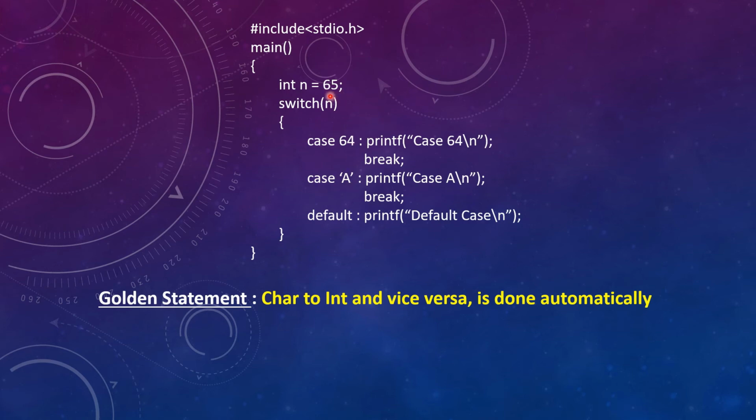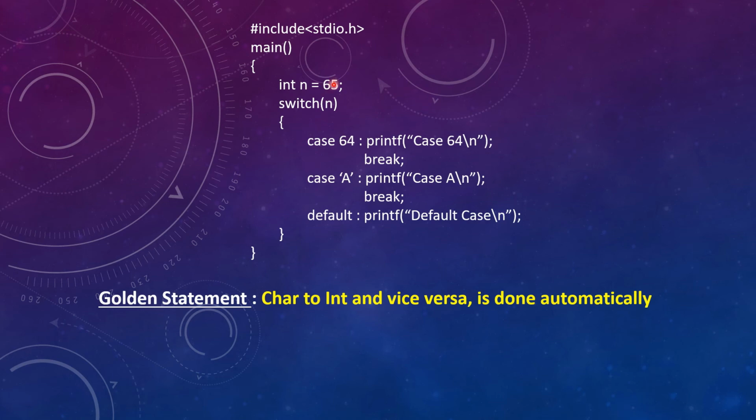So the compiler will see this 65 both as an integer and also as a character. And similarly for 'a' also, the compiler sees it as 'a' and also as 65. This conversion is done automatically by the compiler, so you don't need to worry about that. You just need to know some of the ASCII codes like capital A to capital Z and small a to small z. You need to just remember the ASCII codes of these, then you will be able to solve the majority of the questions.